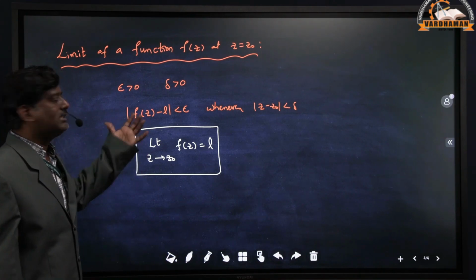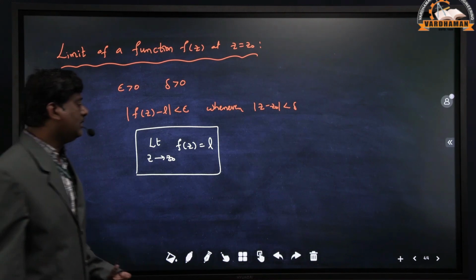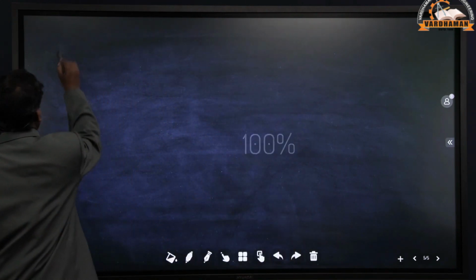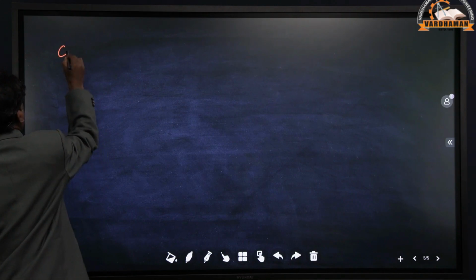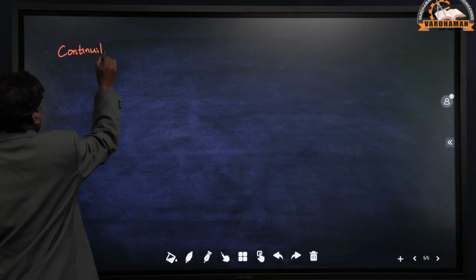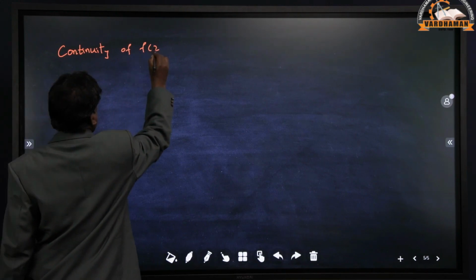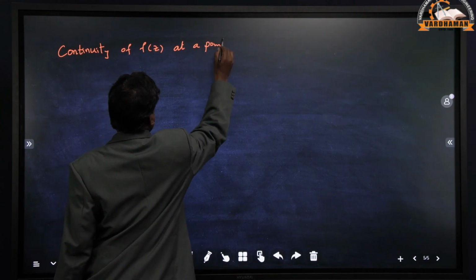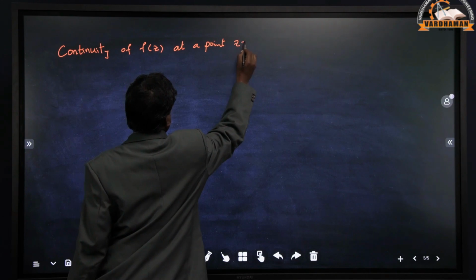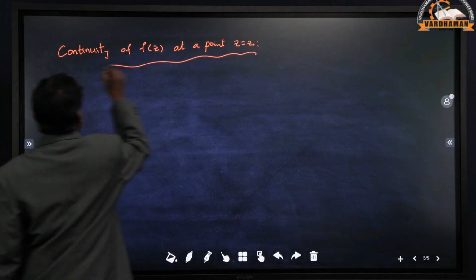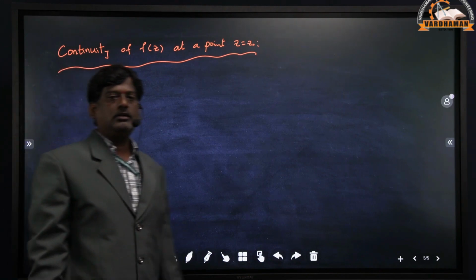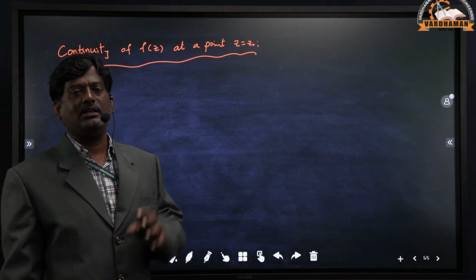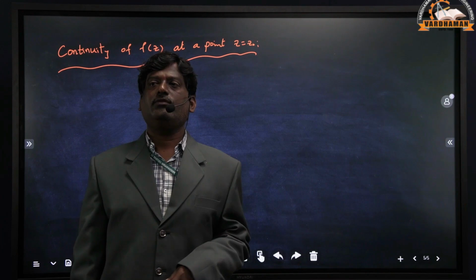After understanding the limit definition, we can define continuity of a complex function. How can you define the continuity? Continuity of f of z at a point. Here also we can define it first at a particular point, z is equal to z naught. Now, how can you define the continuity of a function f of z at a point z is equal to z naught? Whatever you learned in the real theory, the same applies here, but in the real theory we consider real numbers, here we consider complex numbers.